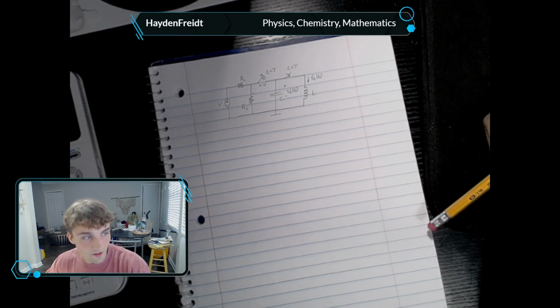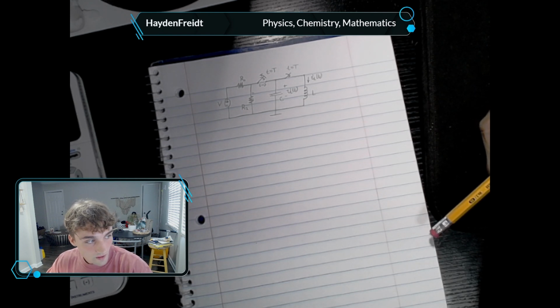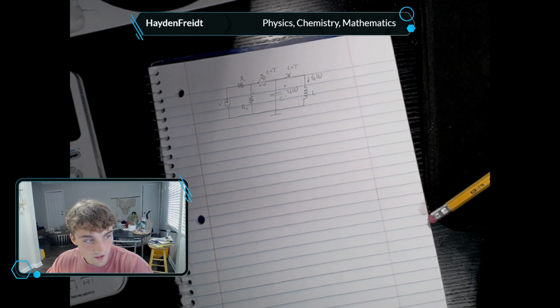Okay, so let's hop into the problem. Let me explain a little bit what's going on. Until time T equals 0, both switches are open, and the circuit is initially at rest. We don't have any voltage or current stored up, except in the resistors, where we have a voltage divider.